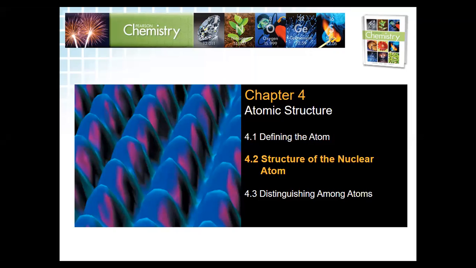As we did before, chapter 4, and we start by defining the atom. Today we are going to start the second lesson, which is the structure of the nuclear atom. Now we will start with part 1 of it.